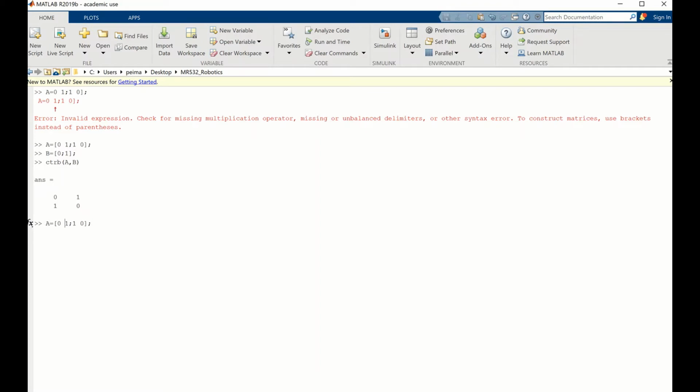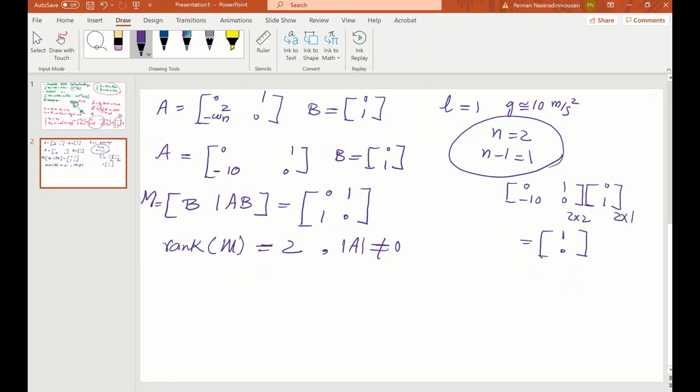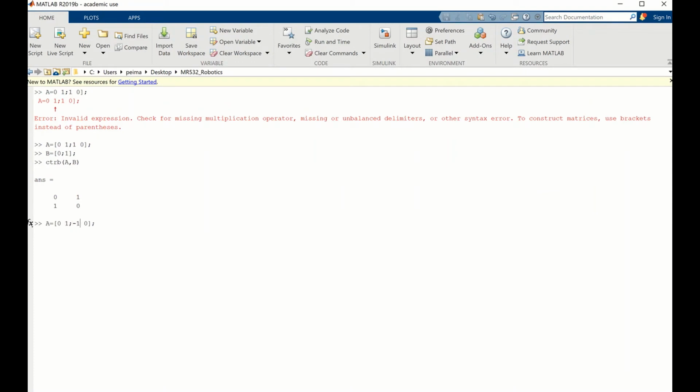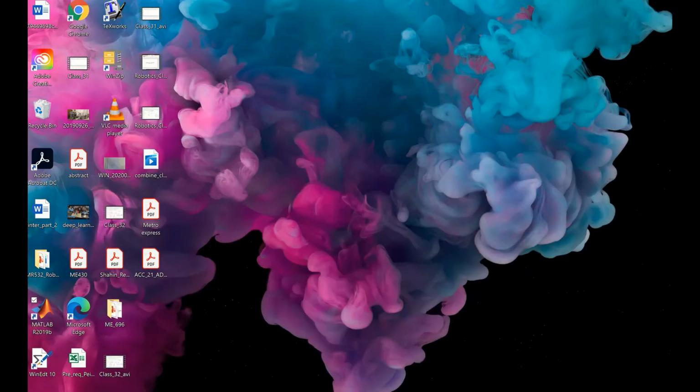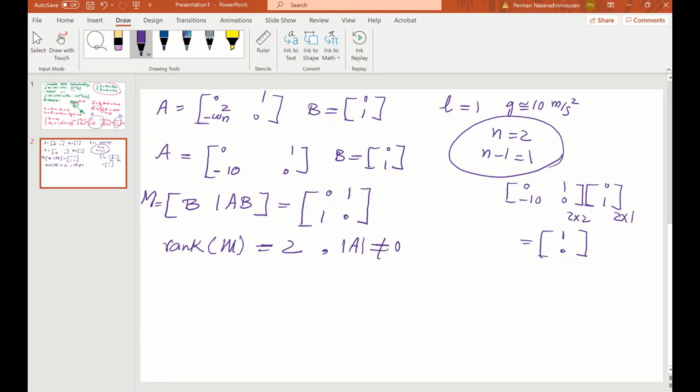This is 0, 1, minus 1, 0. Your A is this, and your B is that. So the controllability matrix is going to be again this. So the rank of this is 2. So this command, ctrb, by giving the matrix A and matrix B, gives you the controllability matrix, and you can name it whatever you want. You can say M. So M is this. So rank of M is what? 2. Understand? So this is the MATLAB part for the controllability.